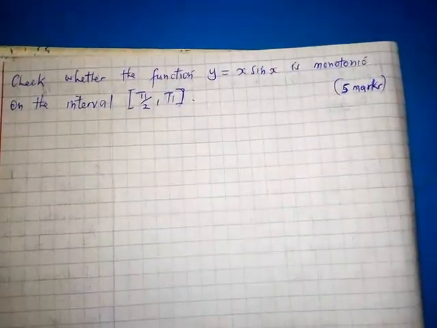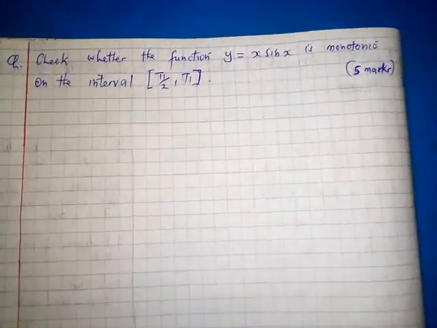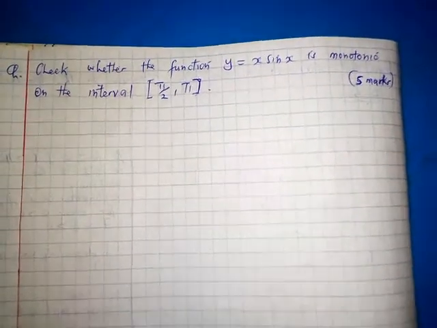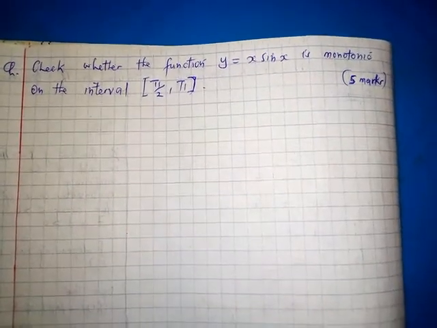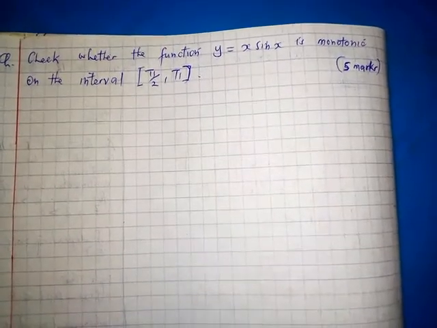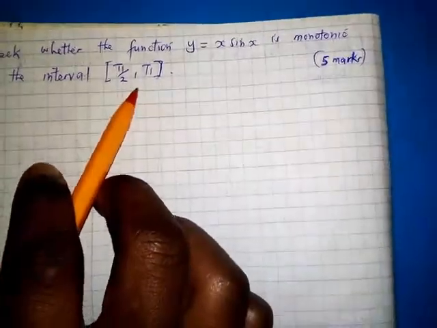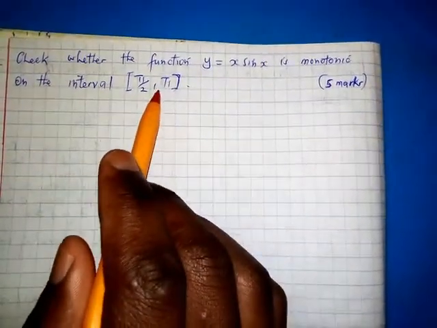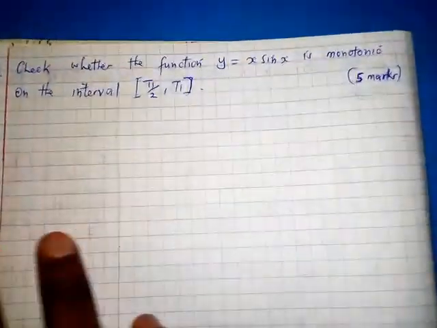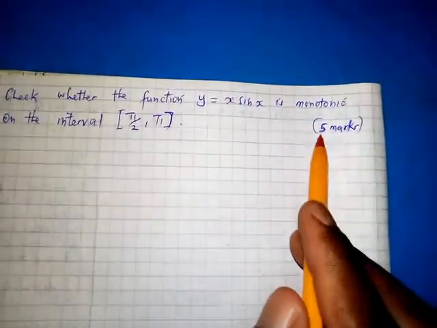So we have here a problem that we are asked to find the solution to. Check whether the function y equals x sin x is monotonic on the interval pi over 2 comma pi. On that interval, and we are given 5 marks.